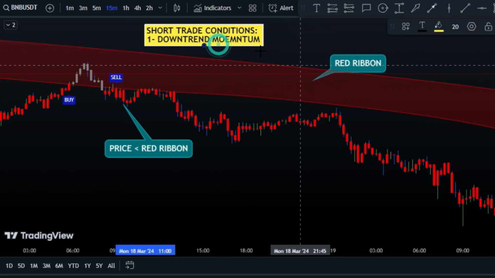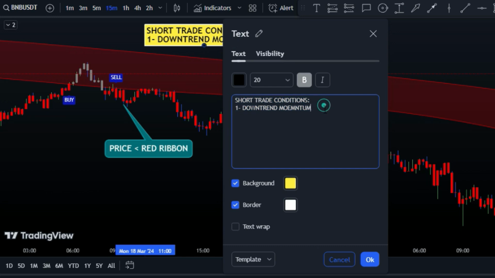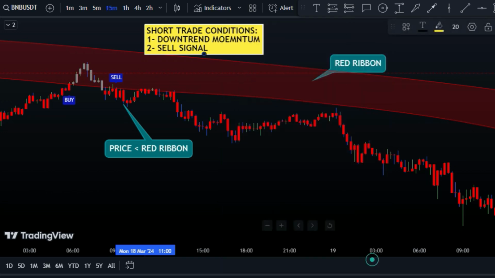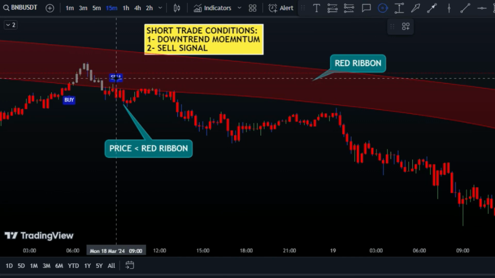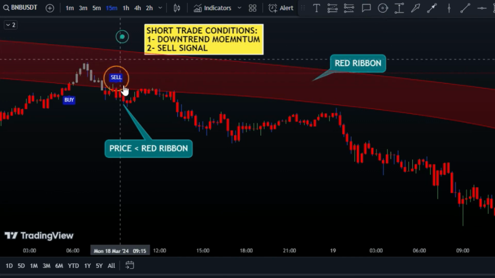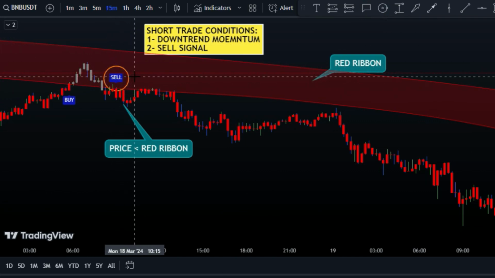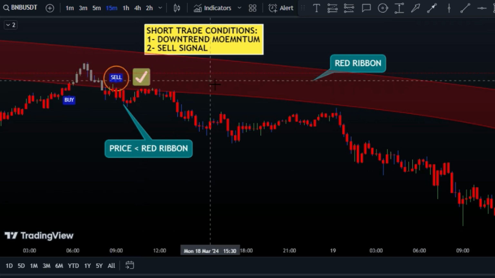Next, we'll look for a sell signal from the MOST indicator. The MOST indicator provides buy and sell signals based on its built-in algorithms, which take into account various factors such as price movements and market trends. When the MOST indicator generates a sell signal, it is an indication that the market conditions are favorable for selling. So once both conditions are met, a downtrend is confirmed and a sell signal is received from the MOST indicator, it's time to enter a sell trade.